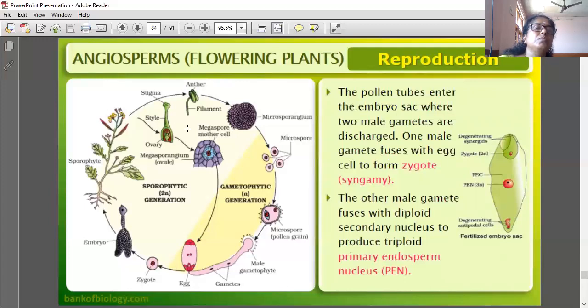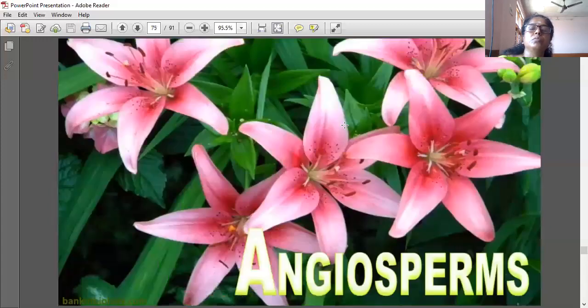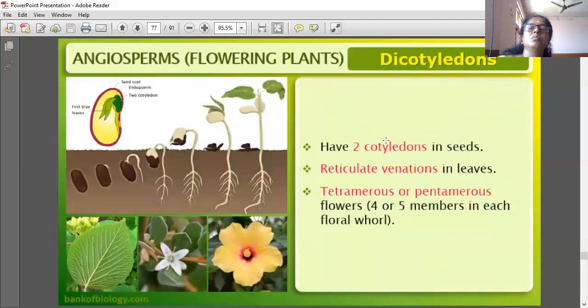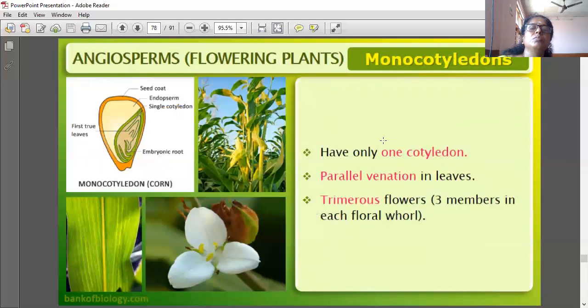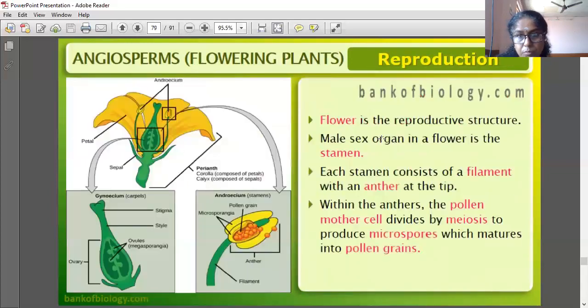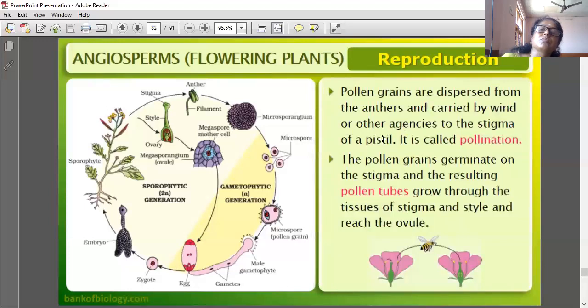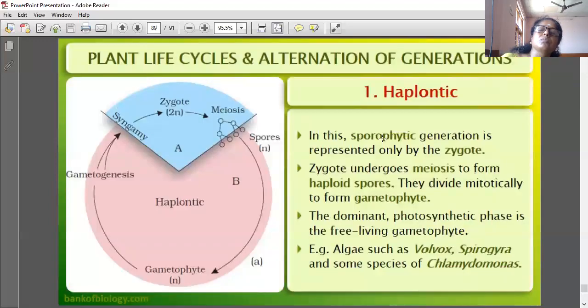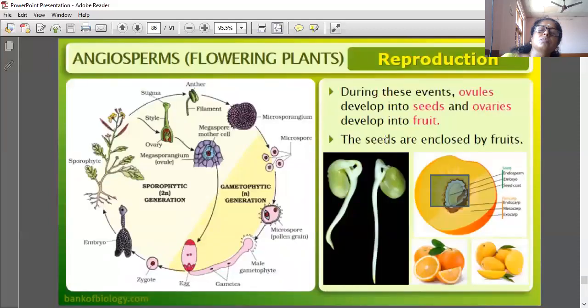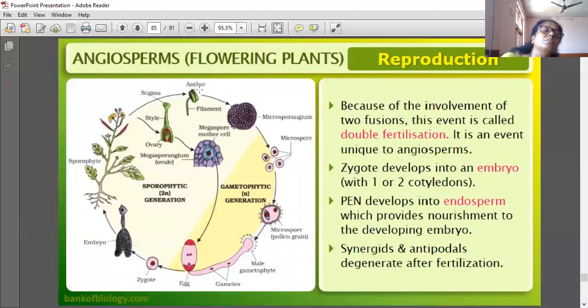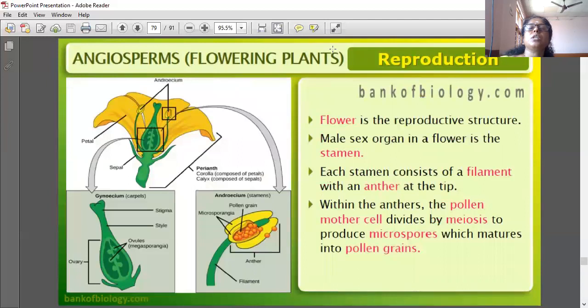Two types of generation are there, gametophytic generation and sporophytic generation, that we will learn after this. So I think that all of you understood this one.